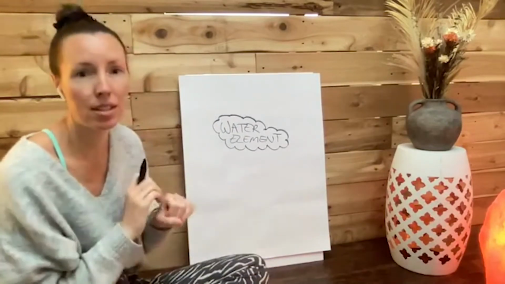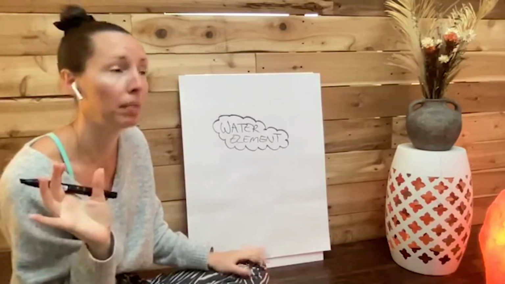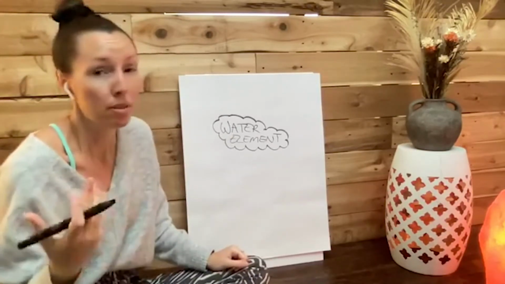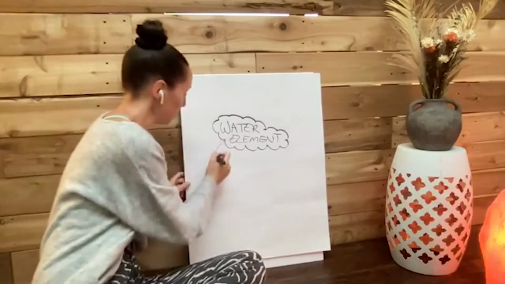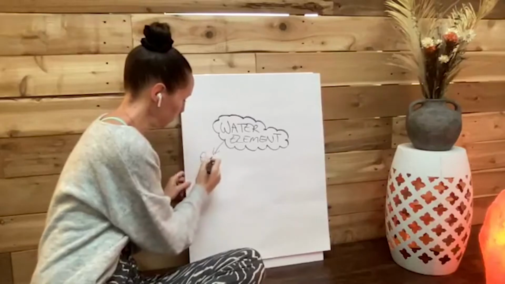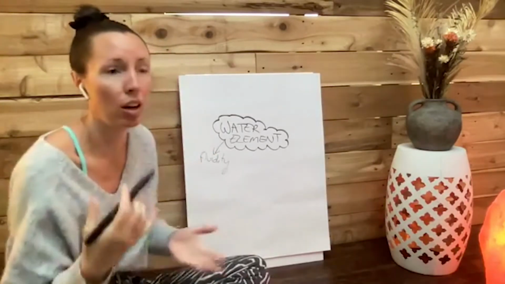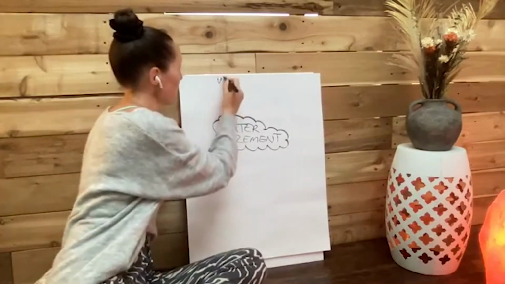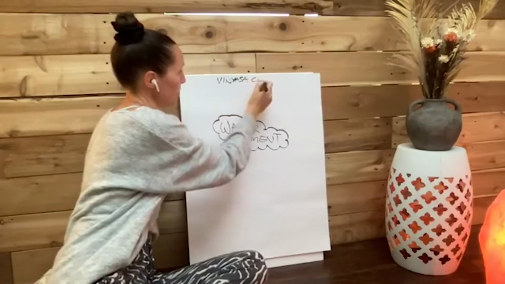And from there, I just start to stem off ideas as to what that might look and feel like in a class setting. So for me, when I think of the water element, I think of fluidity, which makes me think of a vinyasa style class. So I'm going to teach this as a vinyasa class.